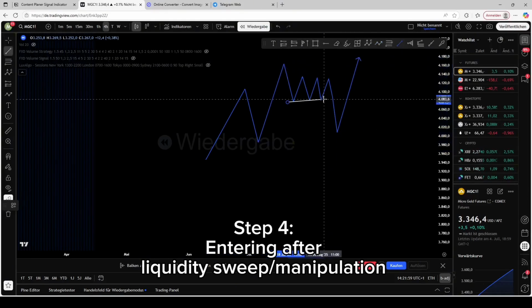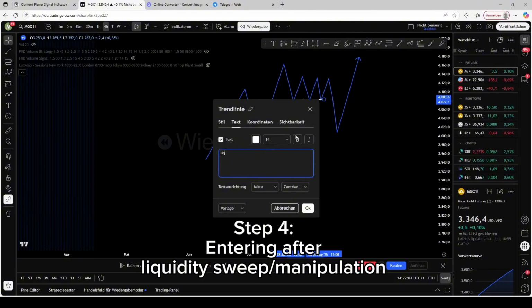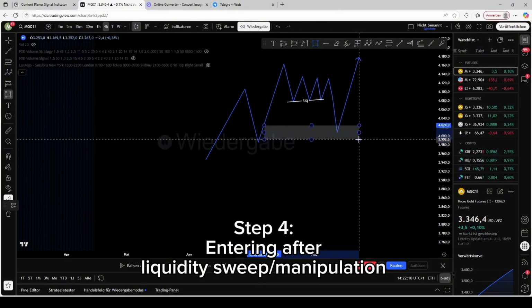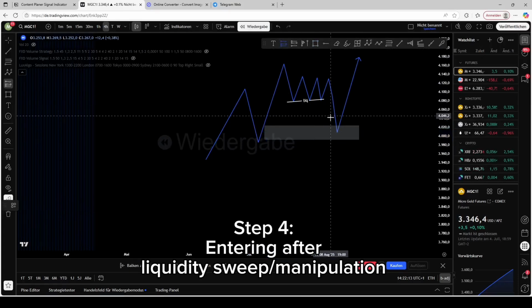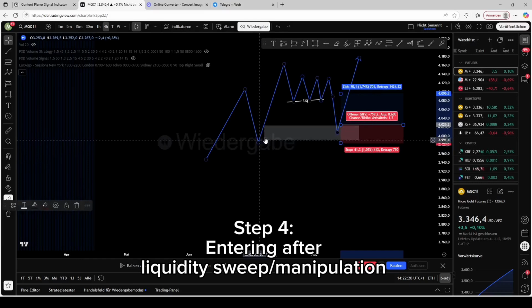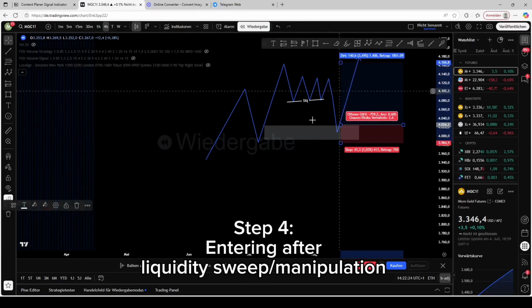As you can see, here's the liquidity, and for example, here's a bullish order block. Then we want to enter right below this liquidity. After the liquidity gets swept, we want to enter at the order block and set our stop loss right below the swing low and target these highs.